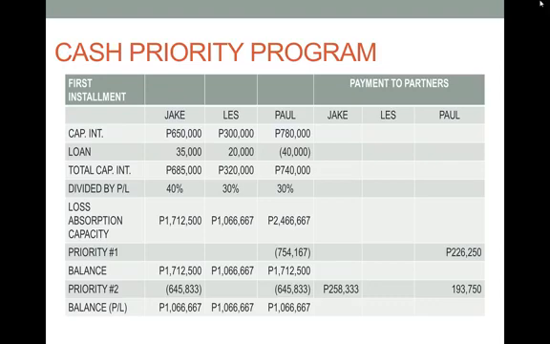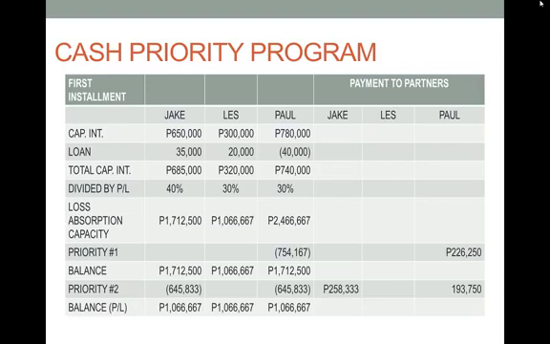754,167 is rounded off yan. So, 754,167, to get the 40% of that, you need to multiply by 40% P&L ratio. So, yung makukuha mong 40% sa 754,167, yan yung magiging payment kapag mayroong available cash. So, nakuha na natin si priority 1.